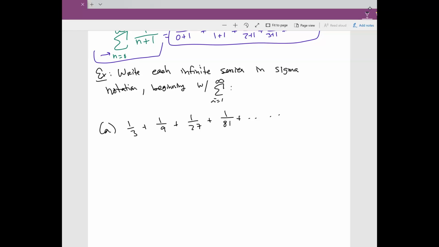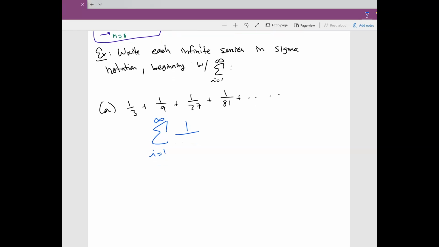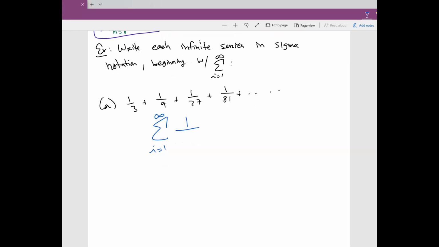So the first thing you want to do is write your summation notation like this. We want to start with 1 and then go to infinity. Now, one of the things you've got to do is look at the patterns. You can see that every single term has a 1 on the top. So basically the sum should start off with a 1 on the top. Now, what about the bottom? You see 3, then 9, then 27, then 81. What do all of these have in common?